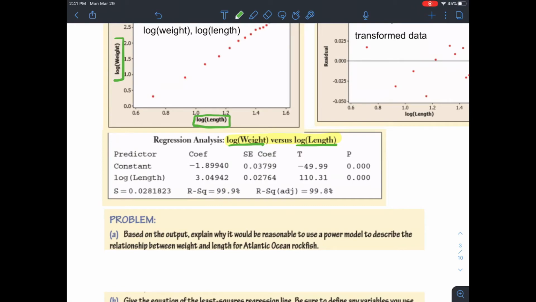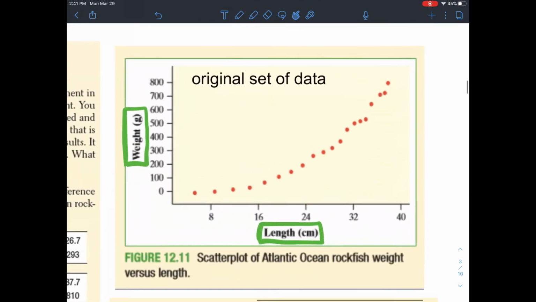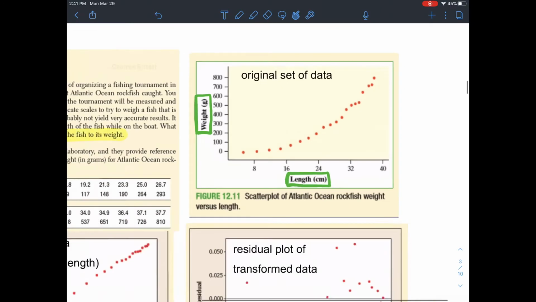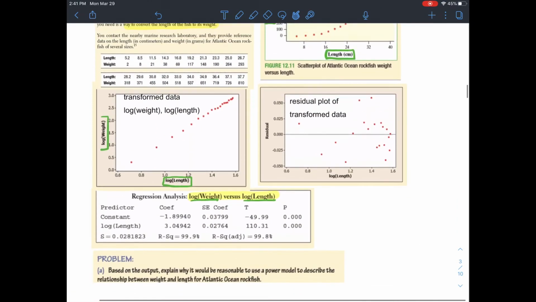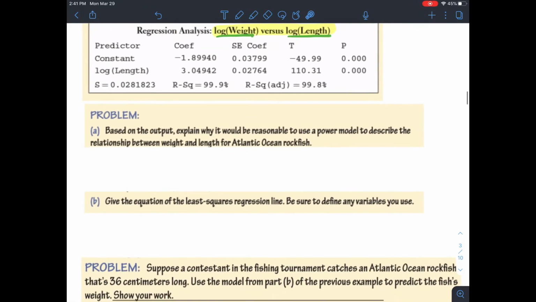So basically, you're backing into these problems. It's really hard to tell when you look at this original set of data if it was exponential in nature or a power model. What you can tell is once you transform the data, and I know right now we're only talking about power models, if you transform the data by doing log of your explanatory variable and log of your response variable, and that achieves linearity, that means that the original scatter plot was in fact a power model.